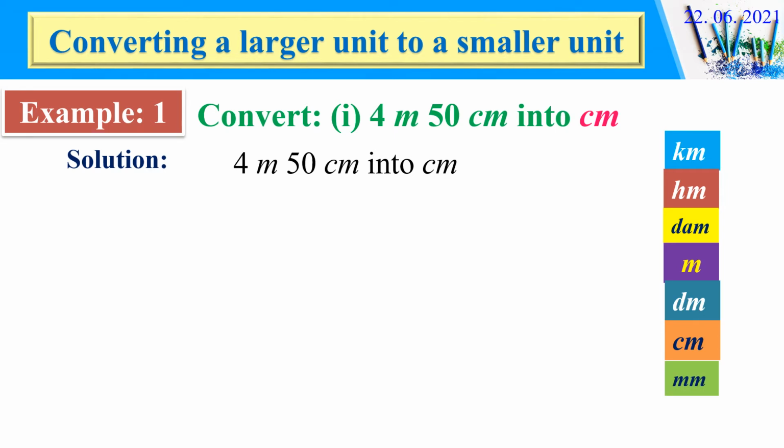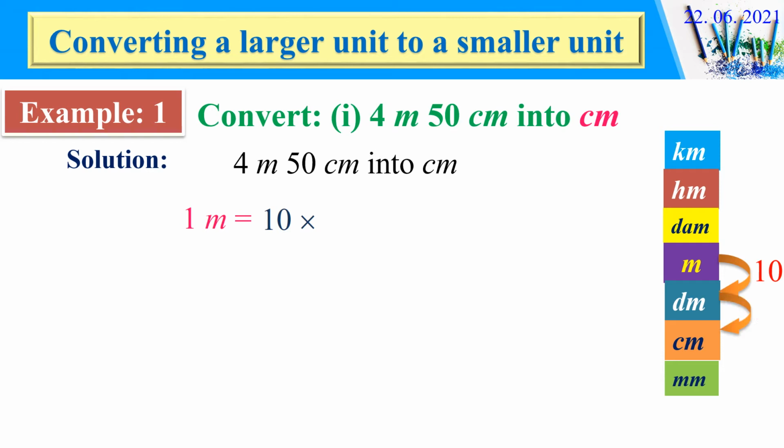Now we have to convert meter to centimeter. Meter is the center position in our steps. From meter we have to move to centimeter. Let us convert 1 meter to centimeter and see how many steps we have to move. Here we have moved one step from meter to decimeter, so we have to multiply by 10. For each step we have to multiply by 10 if we want to convert a larger unit to a smaller unit. We have multiplied by 10.